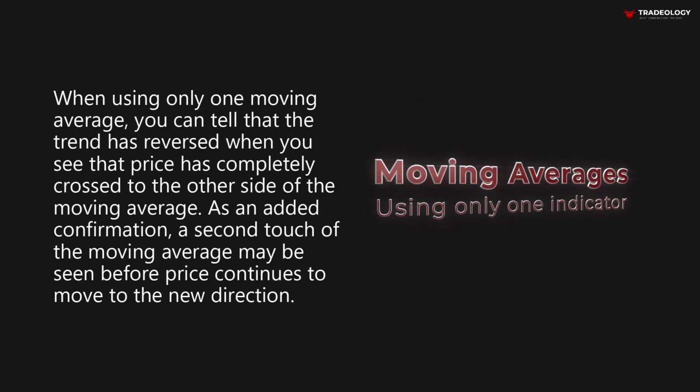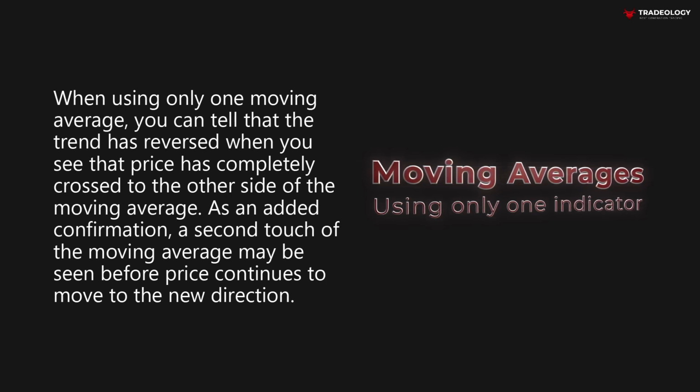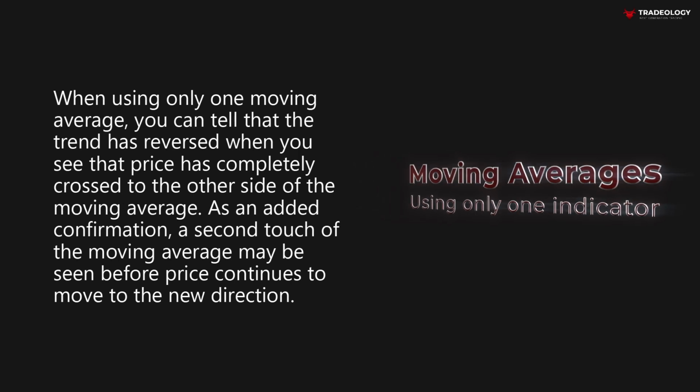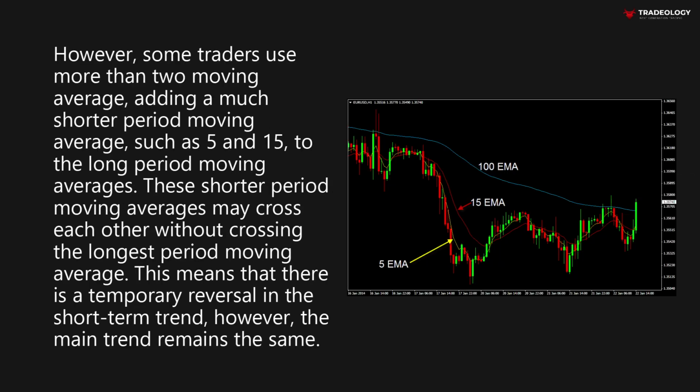When using only one moving average, you can tell that the trend has reversed when you see that the price has completely crossed to the other side of the moving average. As an added confirmation, a second touch of the moving average may be seen before price continues to move in the new direction. However, some traders use more than two moving averages, adding a much shorter period moving average, such as 5 and 15, to the long period moving averages.